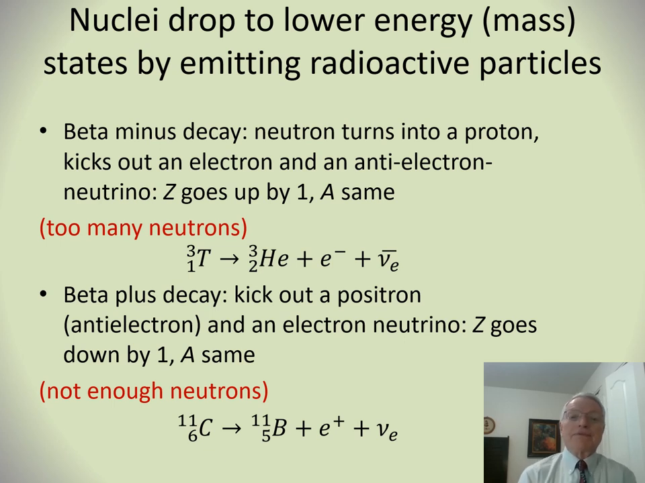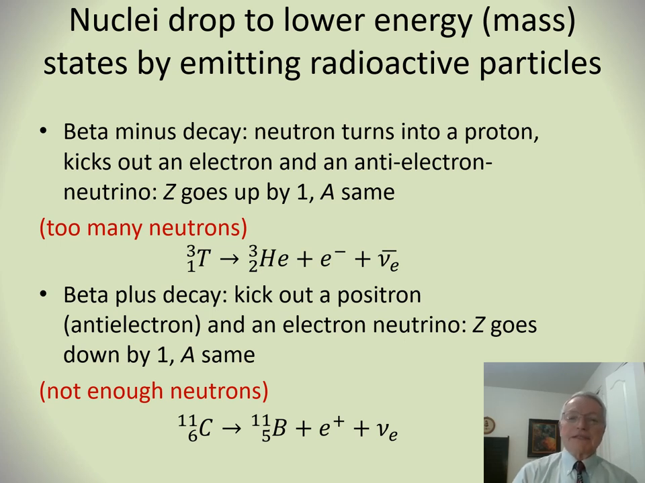An example of this is tritium. This is a form of heavy hydrogen. It has a proton, that's the one, and two neutrons plus one makes three for the A up in the top. We give it a T because we call it tritium, but you could put an H there as well because it's an isotope of hydrogen. That will spontaneously decay to helium-3 plus an electron and kick out an anti-electron neutrino.